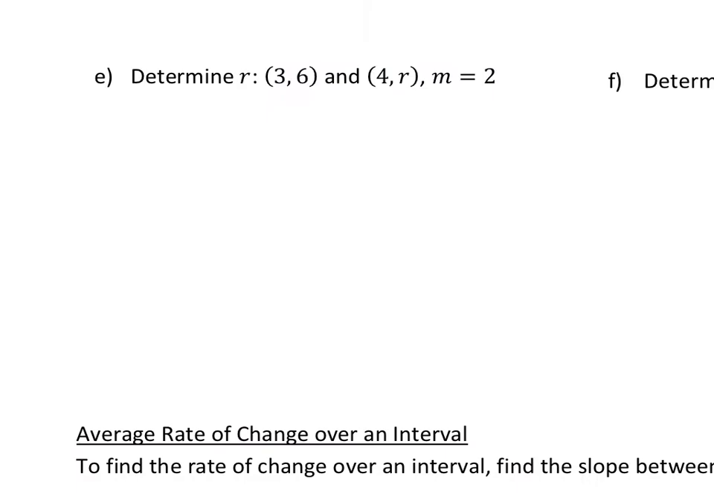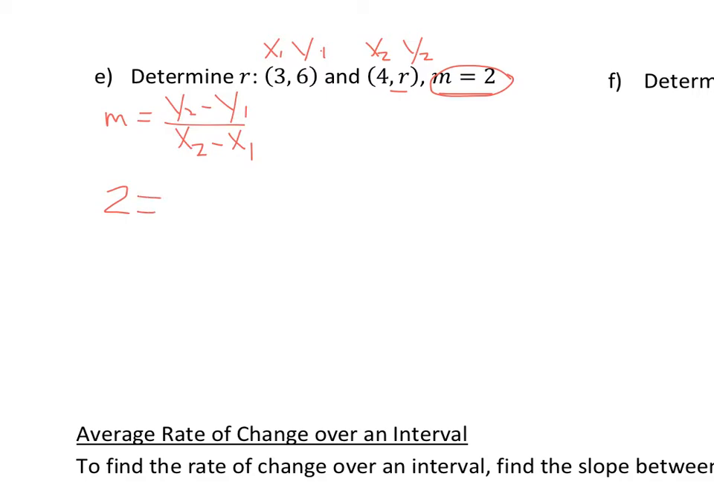Letter E. Now we're still going to use our slope formula, but this time we're given the slope and we're missing a value. We're going to label like we normally do. x1, y1, x2, y2. Write your formula. Slope equals y2 minus y1 over x2 minus x1. This time we're given the slope. So we need to plug 2 in where m is. y2 we don't know. We have a variable, so put that variable there. R minus our y1 is 6 over x2 is 4, x1 is 3.